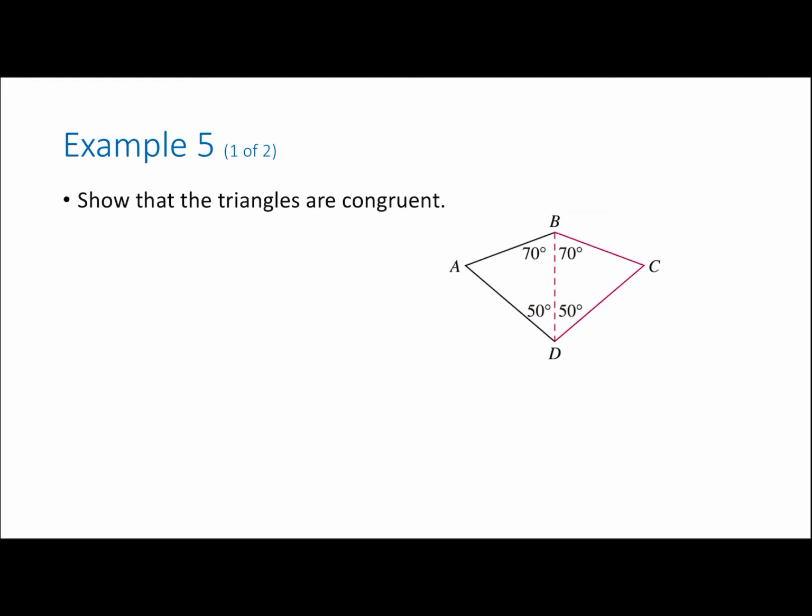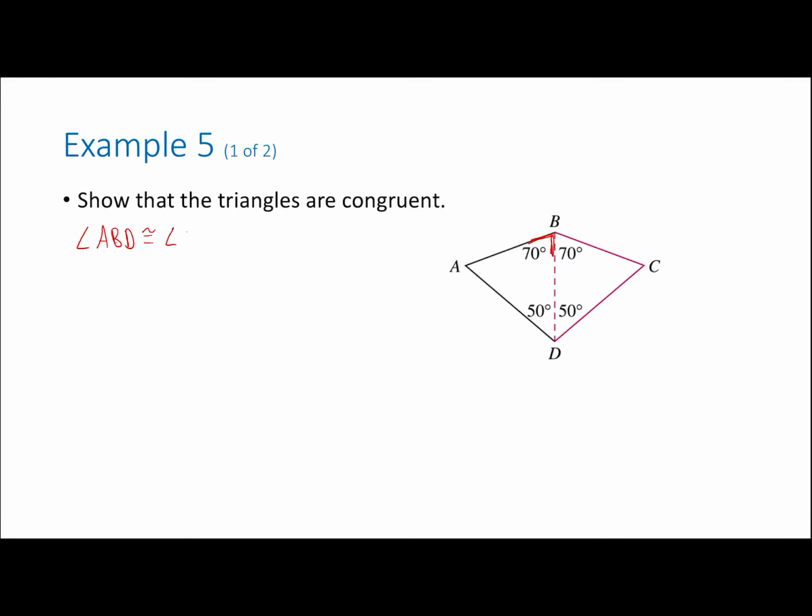So we're going to show in this example that these two triangles are congruent, and it doesn't tell us how. It doesn't say use side angle side or angle side angle or whatever. There's a couple different ways that you can show these two triangles are congruent. The easiest is to use what's given to you.